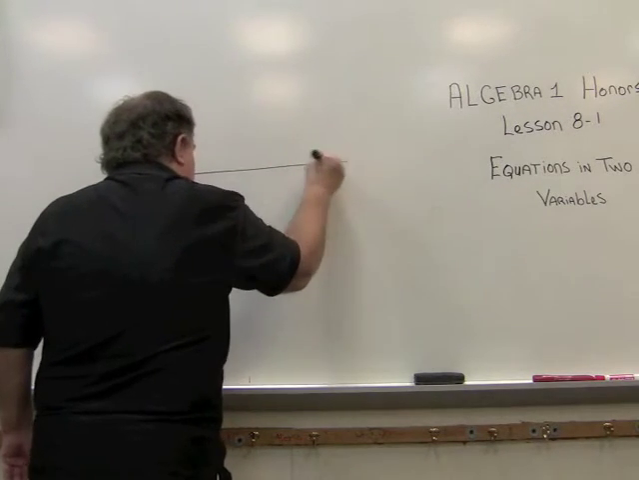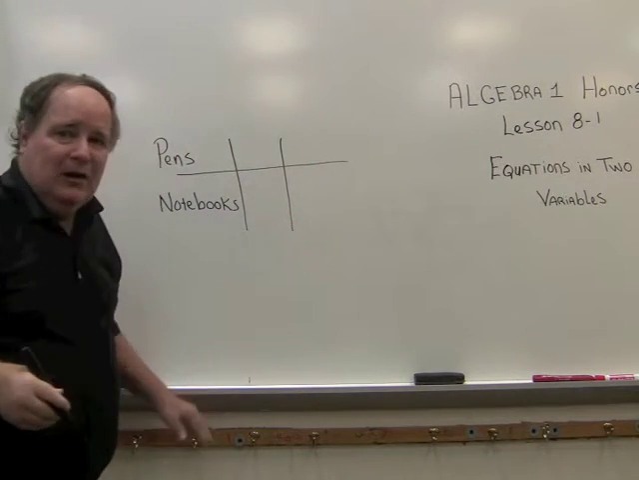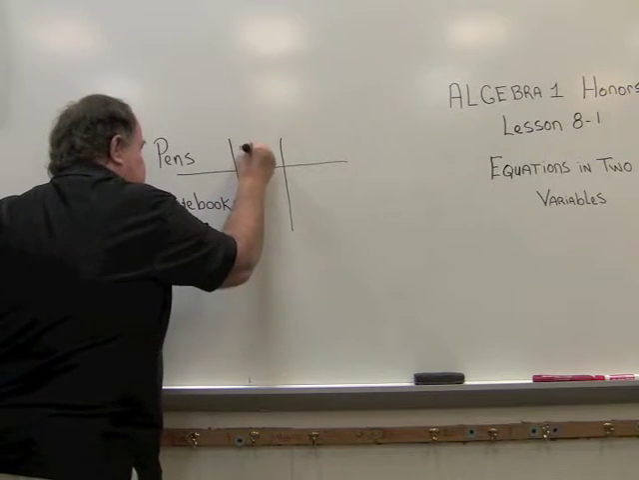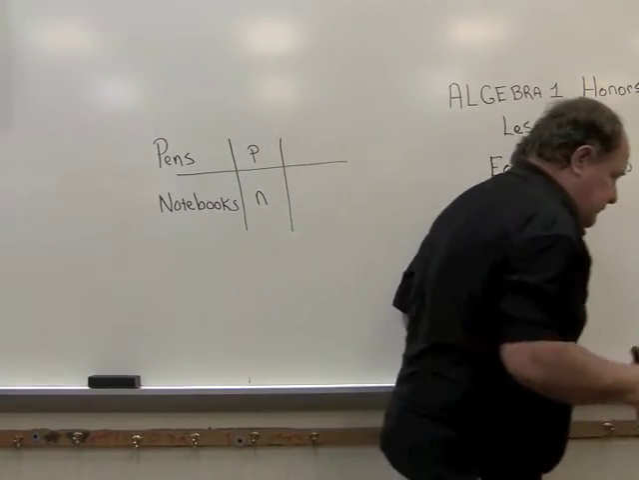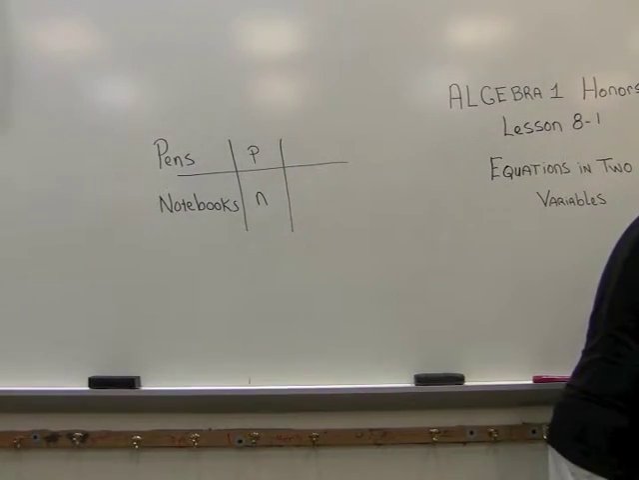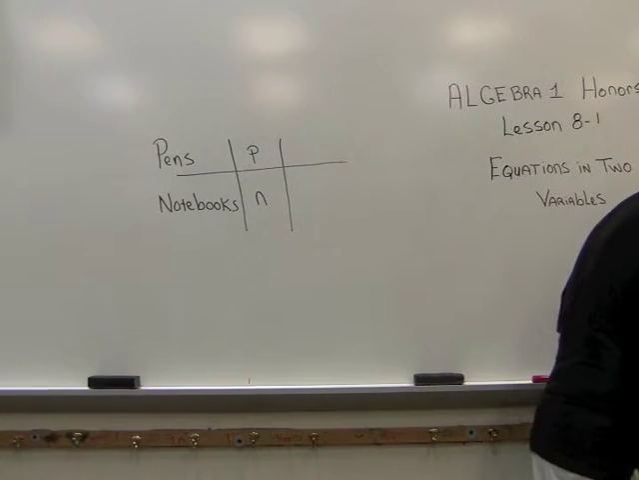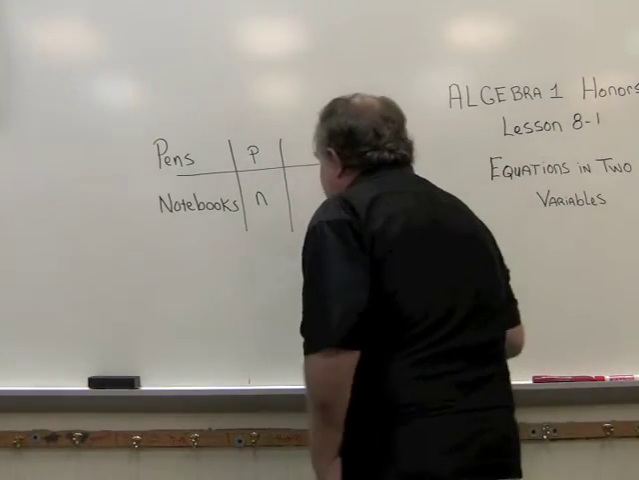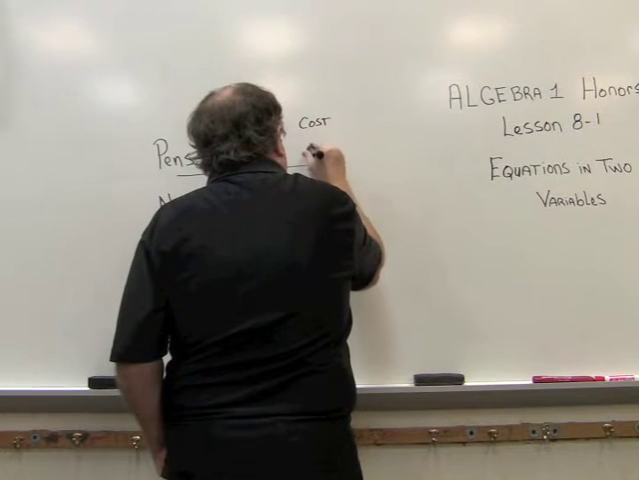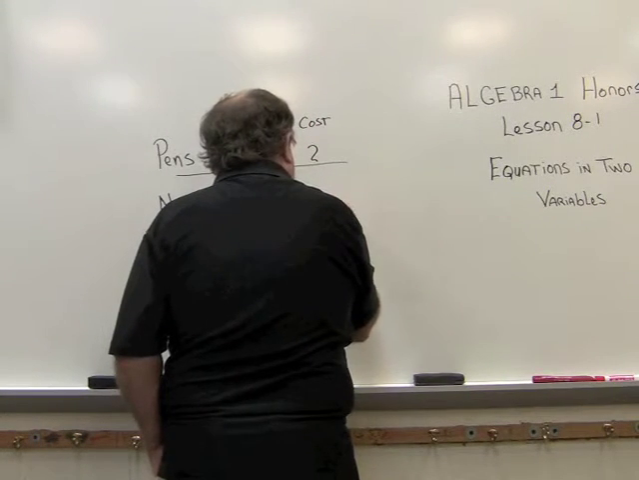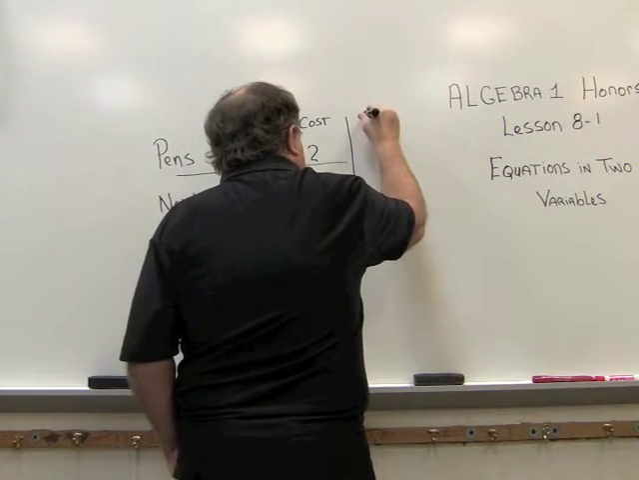Okay, we'll go like this. What variables could we use for pens? How about a P? We'll use a P for pen and an N for notebook. Now it says something else. It says the pens cost $2 and the notebooks cost $3. So we're going to have something up here say cost.